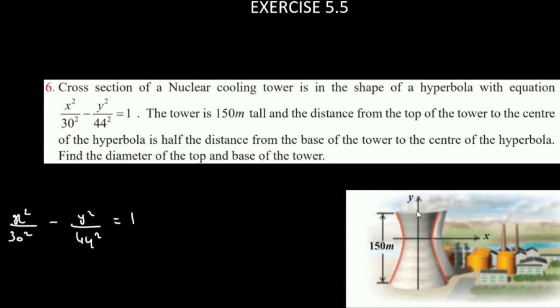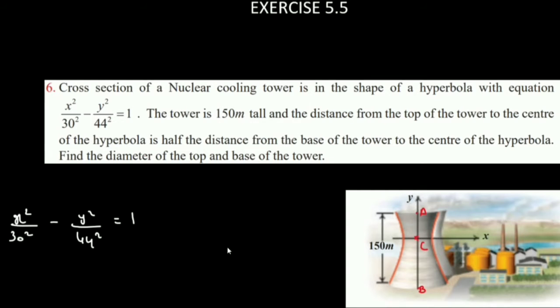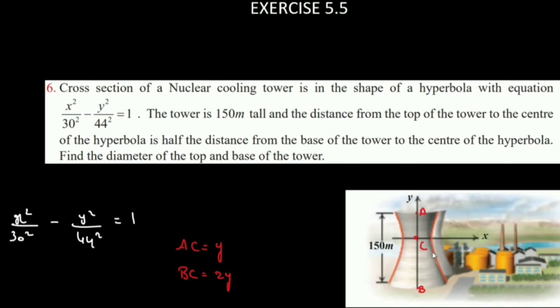The distance from the top, this is the top of the tower, to the center, we'll take this as the center. The distance from the base to the center of the hyperbola, this is the base. So let us name this as A and this as B. It is given this distance is half this distance. That means if you take AC as y, BC will be 2y. So if this is 10, this will be 5. If this is 5, this will be 10. If this is 6, this will be 12. So that's what is given.